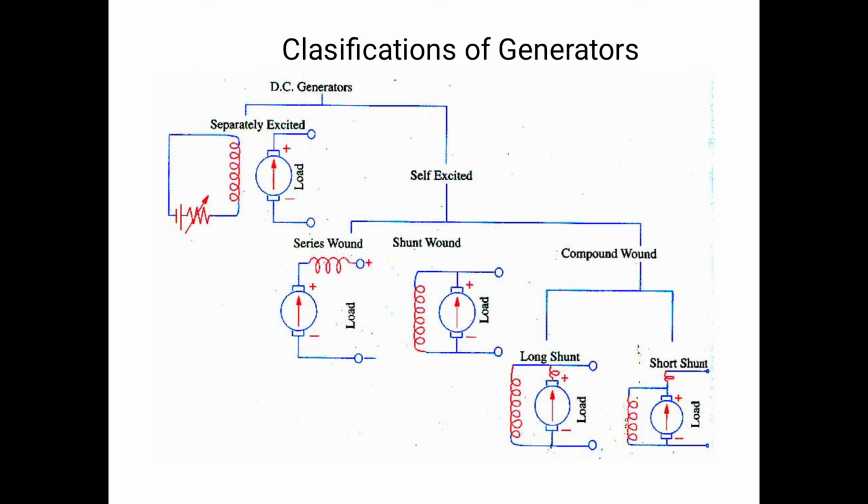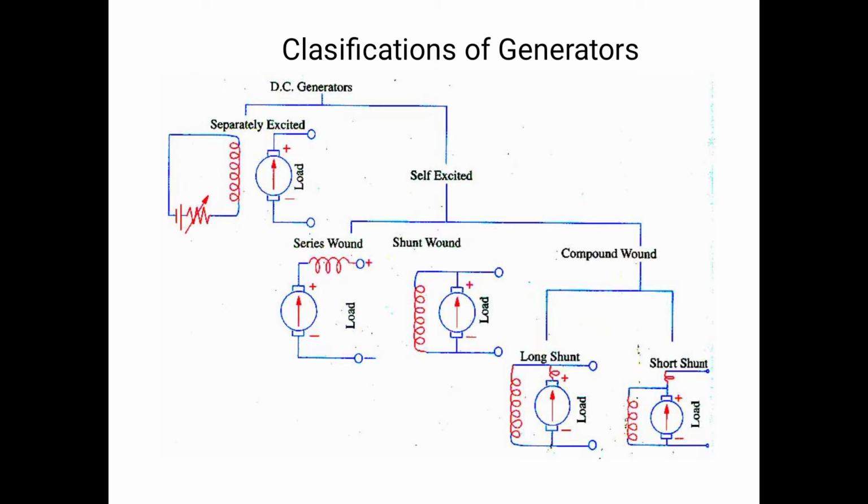So next, in case of compound wound generators, it consists of both series field winding and shunt field winding. In these compound wound generators, based on the shunt field winding connection, the compound wound DC generators are divided into two types: long shunt and short shunt. In case of long shunt compound DC generator, this is the shunt field winding and this is the series field winding. The shunt field winding is connected across the series combination of armature winding and series field winding. Okay, this is called long shunt compound DC generator.